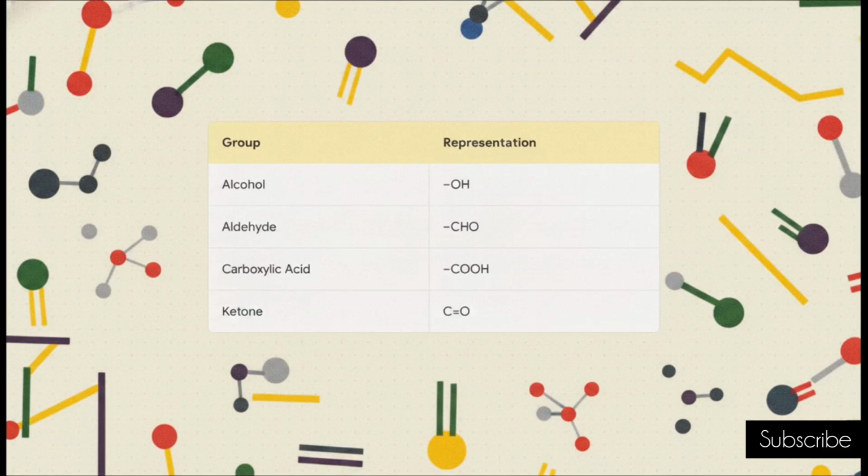Sometimes it mixes things up with functional groups. These are atoms that give a compound its specific chemical personality. You've got to memorize this cheat sheet right here. Alcohol is represented by -OH, aldehyde by -CHO, carboxylic acid is -COOH, and a ketone is a carbon double bonded to an oxygen.